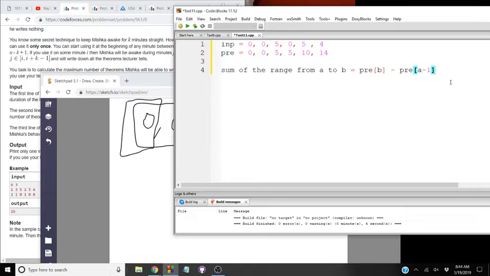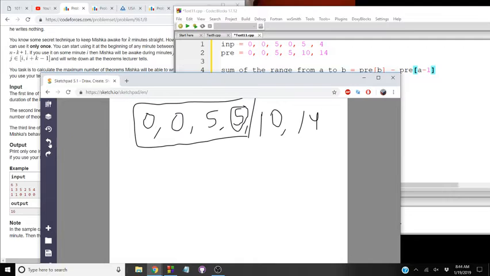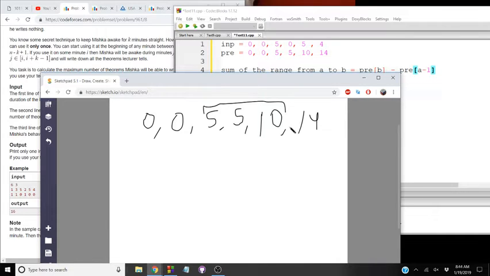Okay, the sum of the range from A to B is prefix B minus prefix A minus 1. And let's just do another example. If you're trying to find the range from 10 to 5, then we have prefix B, which is this whole thing right here, minus prefix A, which is this whole thing here. So if we take this big range here, and we subtract out this little range here, then we end up with this section here, which is what we want. Okay, this is pretty much the whole entire algorithm.